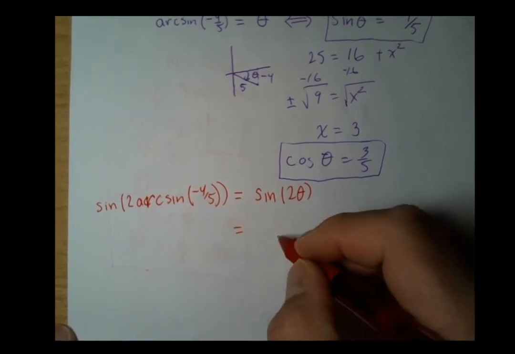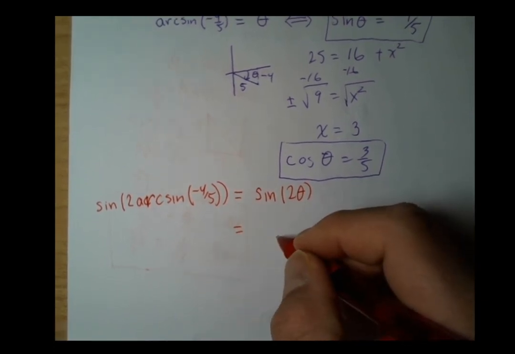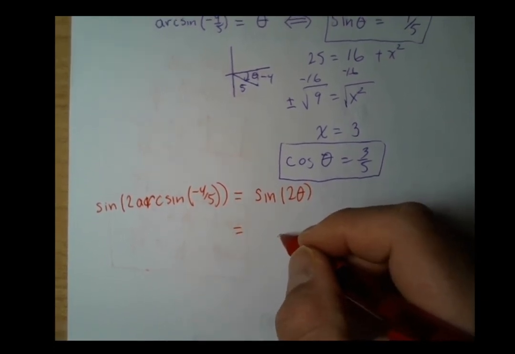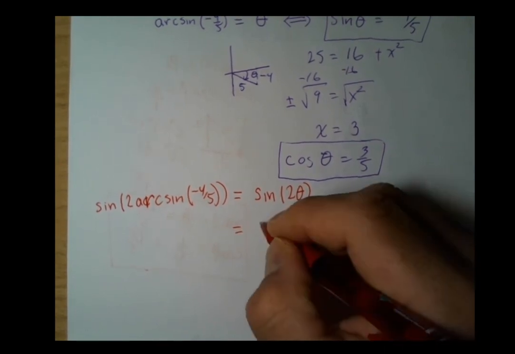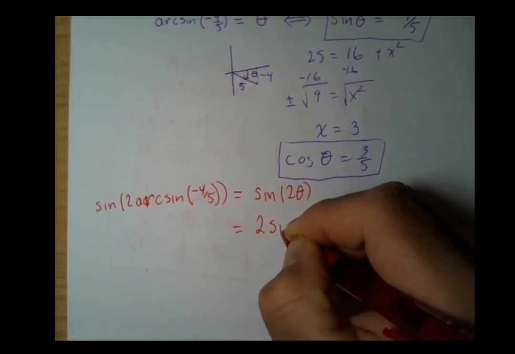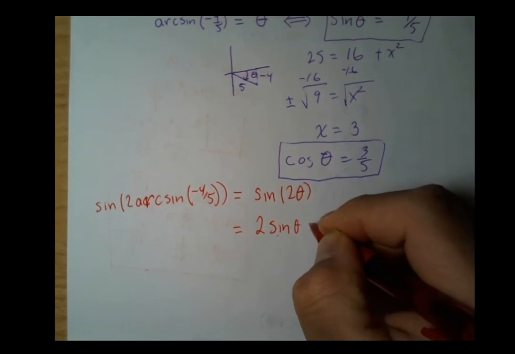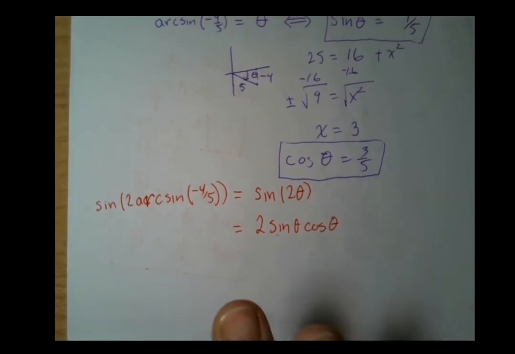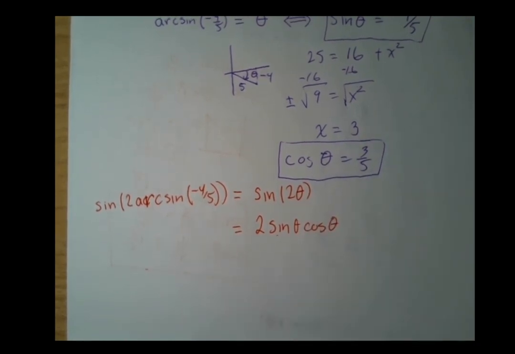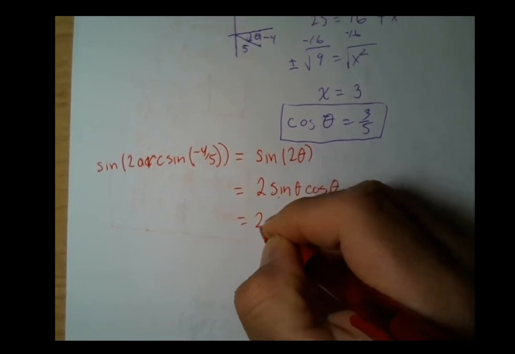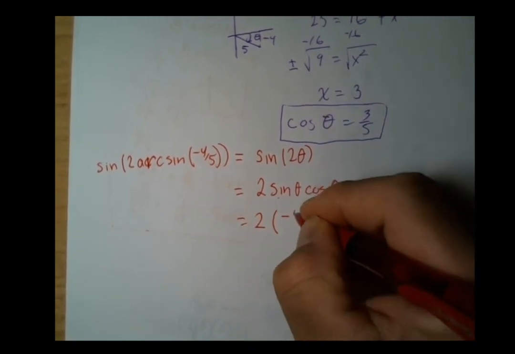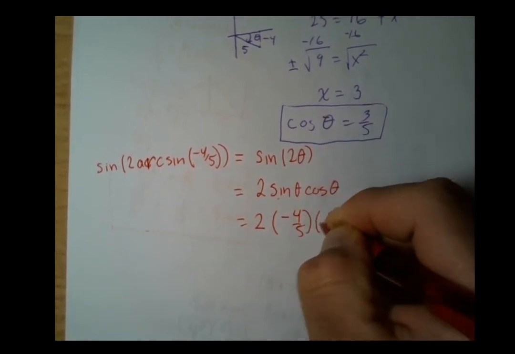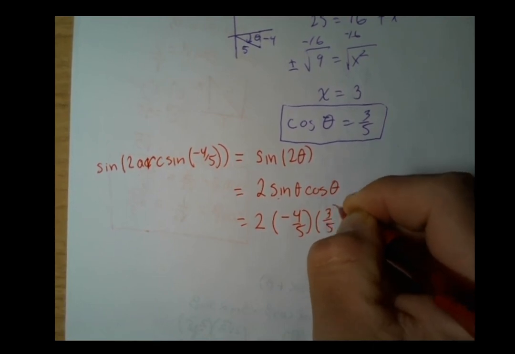I don't know sine of 2 theta, right? I simply don't just double whatever the sine is, right? Fortunately, that's not how trig functions work. So this is 2 sine of theta cosine theta. All right, now this is something that I can work with. I know these values, right? 2 sine of theta negative 4/5 and cosine of theta 3/5.